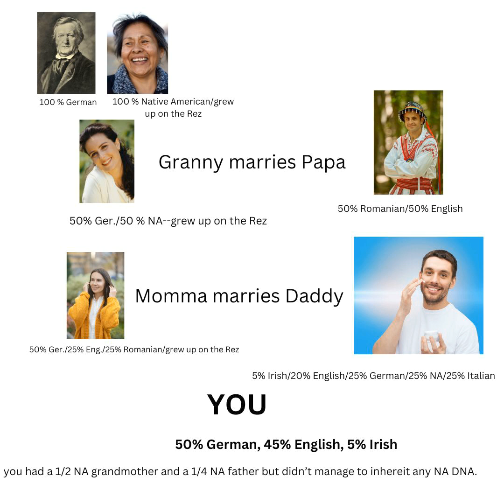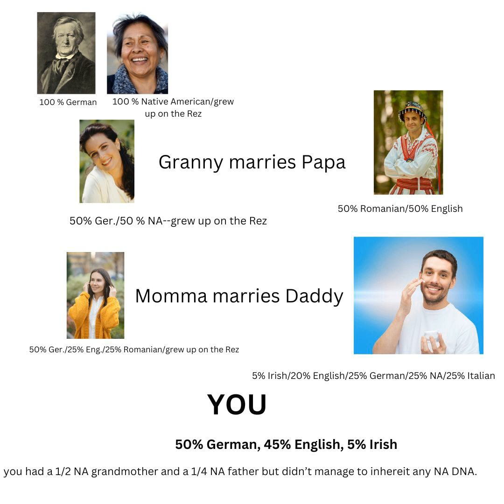They use percentages just to simplify. So let's say that your great-grandfather was 100% German, and he married your great-grandmother who was 100% Native American and grew up on the reservation. And then they had a daughter. That would be your granny. And granny gets 50% German DNA from her dad because that's all he had to give her. And she gets 50% Native American DNA from her mom because that's all she had to give her.